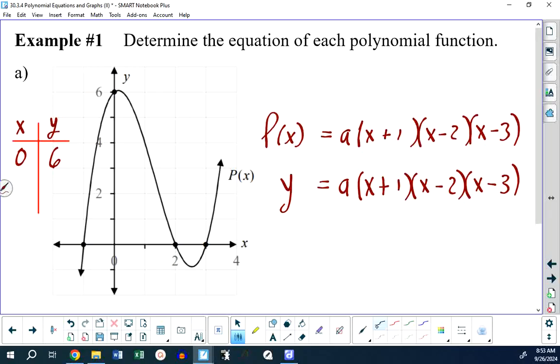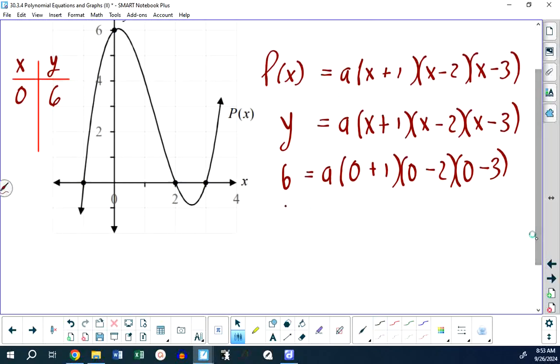So what we would do then is we would put 6 in here. We would put 0 in for x. And we would simplify this. So on the left-hand side I have 6, and then I have a multiplied by 1 times -2 times -3, which is 6. So I end up with, I'm just going to rewrite this as 6 equals 6a. When I divide both sides by 6, I get a equals 1. And that's what I would call the proper way of finding that missing parameter.